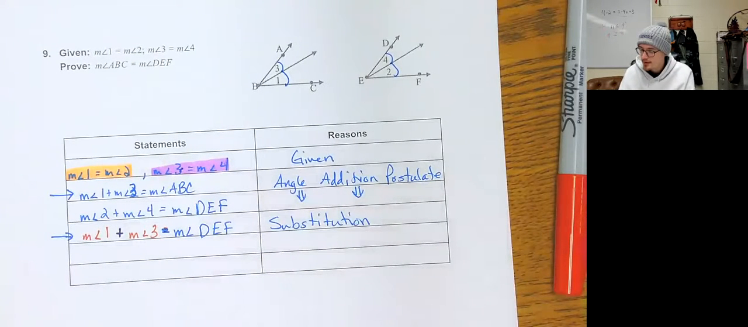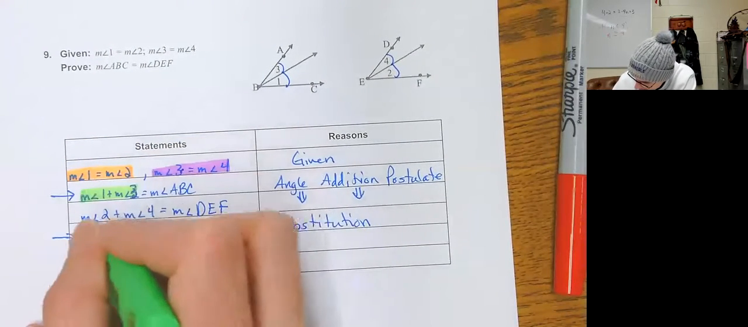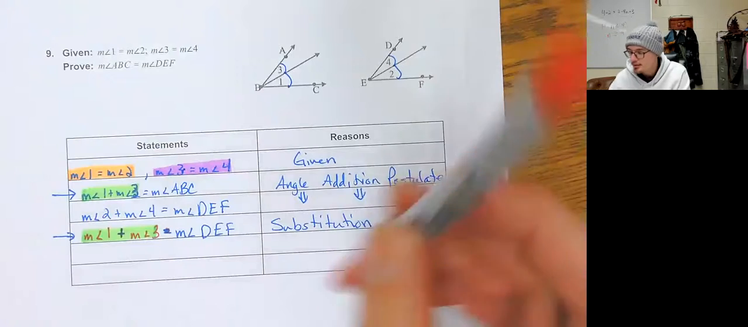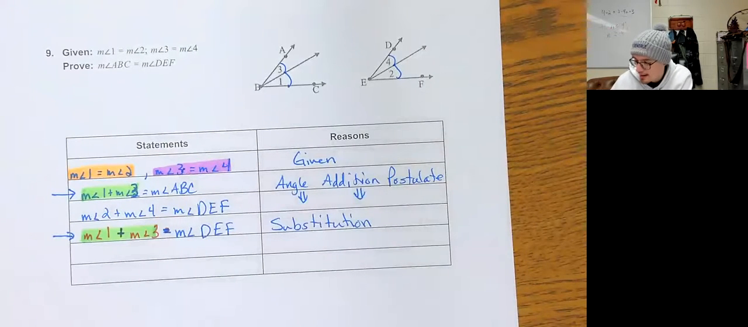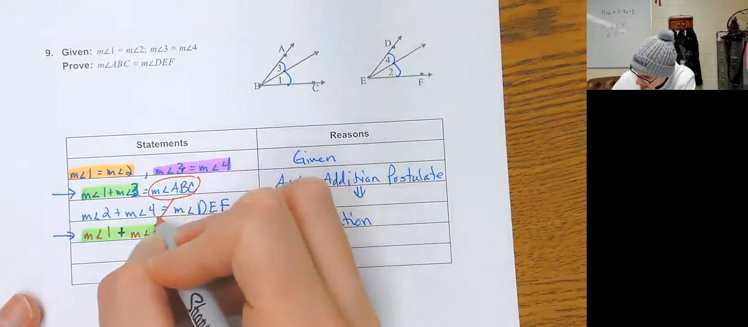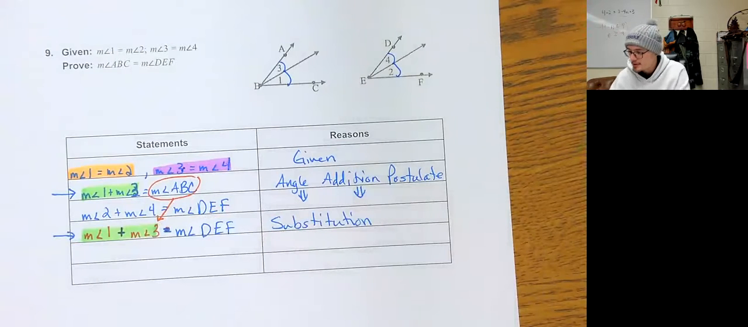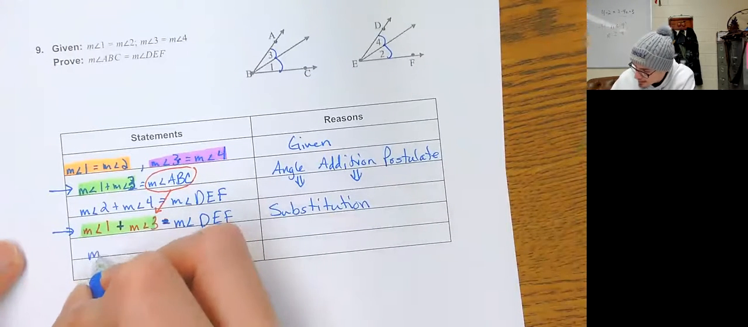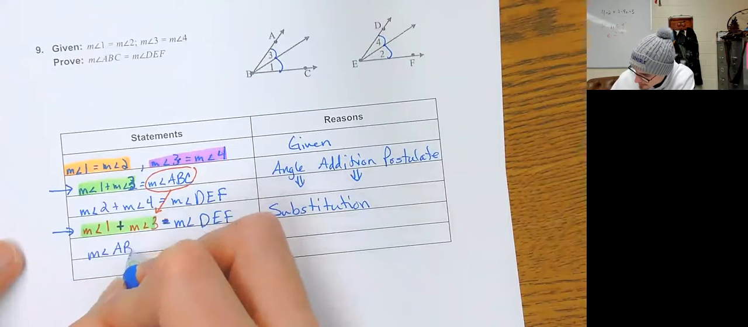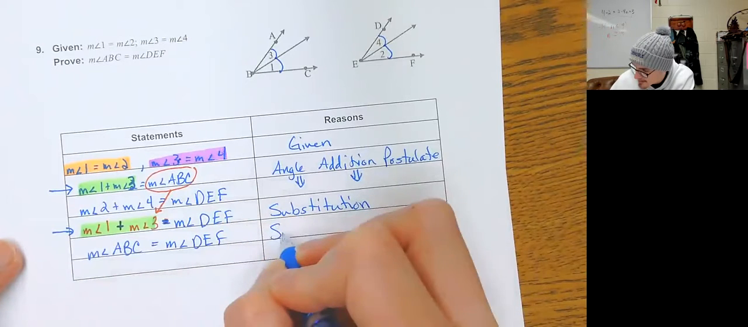So what I can do is, actually let me use a different color, let's use green. I have this and this, but it's set equal to a different piece. So I can take this measure of angle ABC and substitute it in. All right. So I can substitute that in now, and I will get the measure of angle ABC equals the measure of angle DEF using substitution.